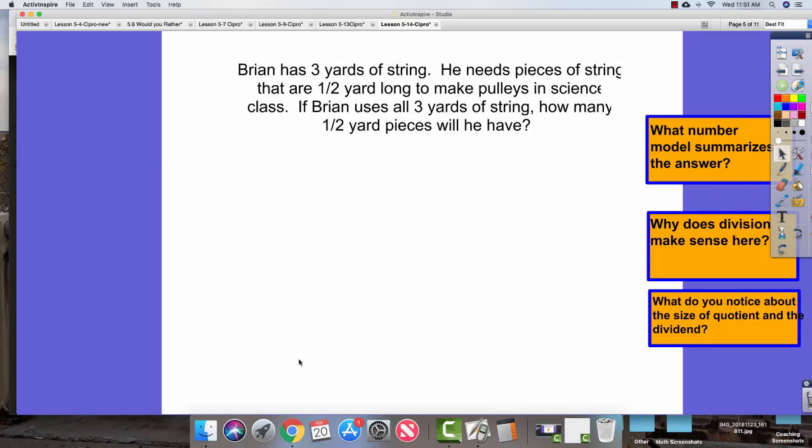Alright, so in my last video I showed you how to divide a unit fraction by a whole number. Today we're going to actually go the other way. We're going to divide a whole number by a unit fraction and see what happens here. So here's my first word problem.